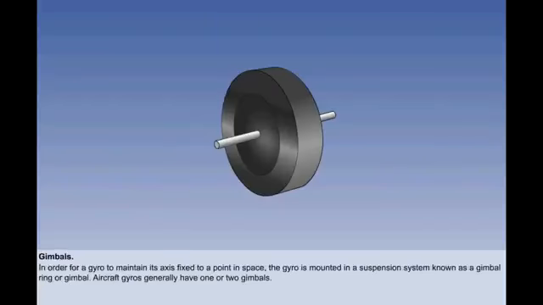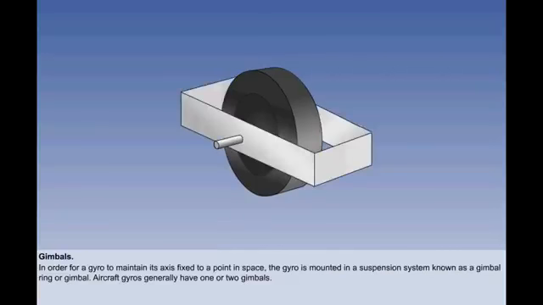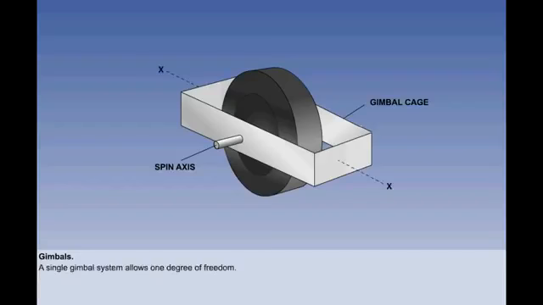In order for a gyro to maintain its axis fixed to a point in space, the gyro is mounted in a suspension system known as a gimbal ring or gimbal. Aircraft gyros generally have one or two gimbals. In the example we can see here, the spin axis of the rotor is carried by a gimbal cage, which is pivoted at each end to allow the assembly the freedom to rotate around the axis marked XX. This arrangement is known as a single gimbal system, which allows 1 degree of freedom.